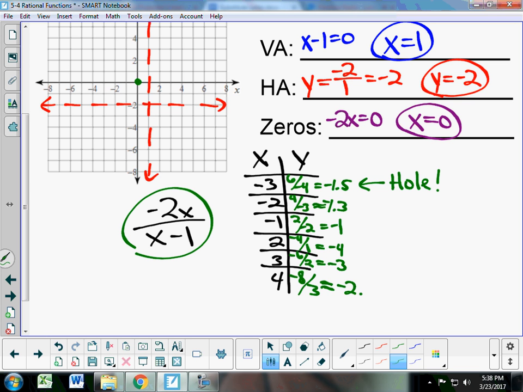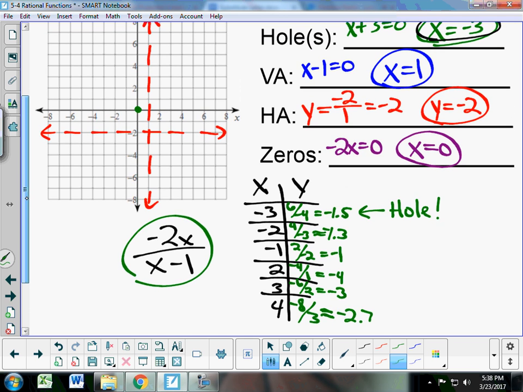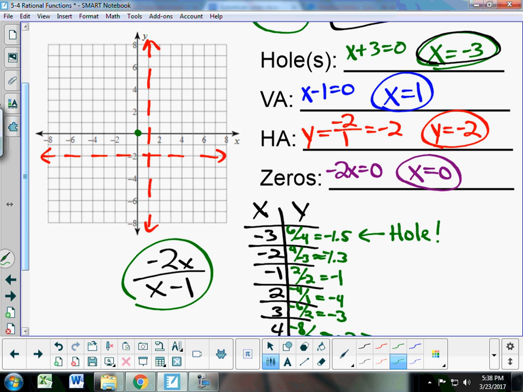I think negative 2.7 approximately, right? Goes in twice, 2 left over, yeah, okay. All right, so let's graph these. So the first one is negative 3, negative 1.5, but there's a hole there. So we go negative 3, negative 1.5, and we put an open circle there, because that's a hole. Okay, then negative 2, negative 1.3, about right there.